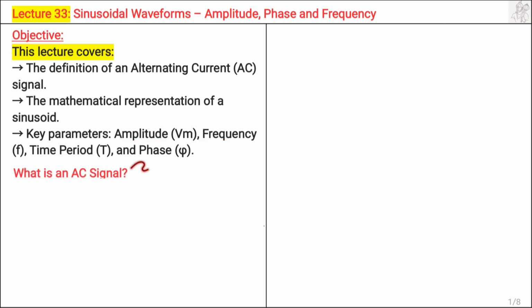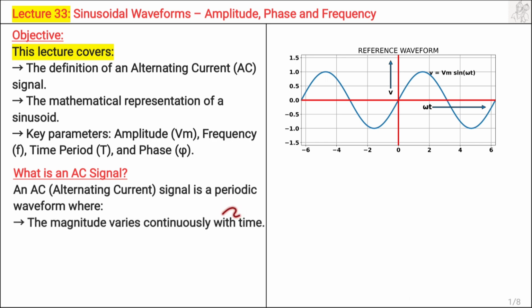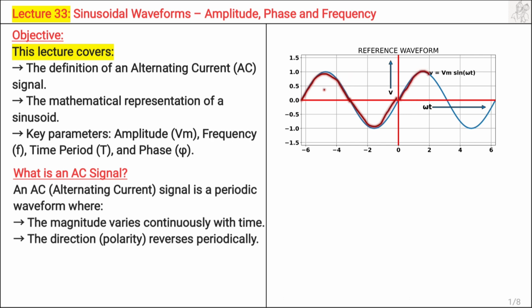So let's start with the first part, that is what is an AC signal. So AC signal is simply a periodic waveform where the magnitude varies continuously with time, which we can see from this graph, that is magnitude is changing at every instant. And the second part is the direction reverses periodically. Again we can see that after a particular time magnitude reverses and again it is reversing here. So it is going from positive side to negative side to positive side to negative side. So this happens periodically in a periodic waveform.